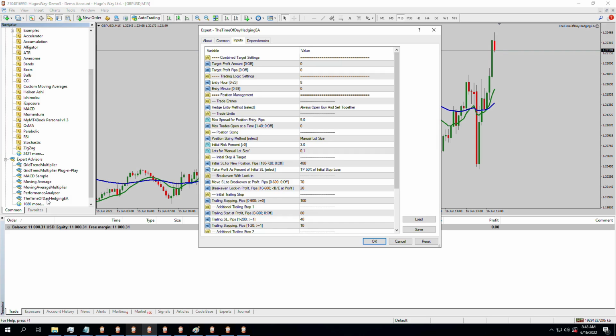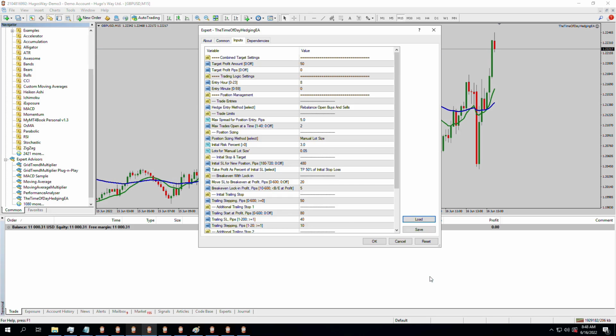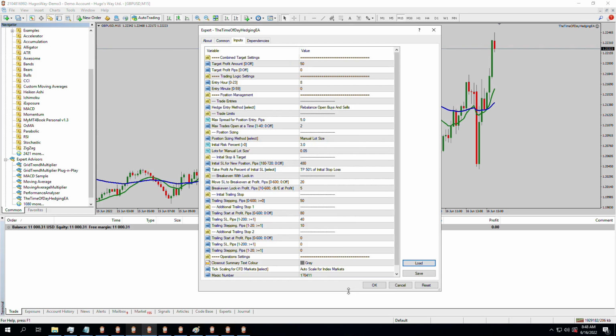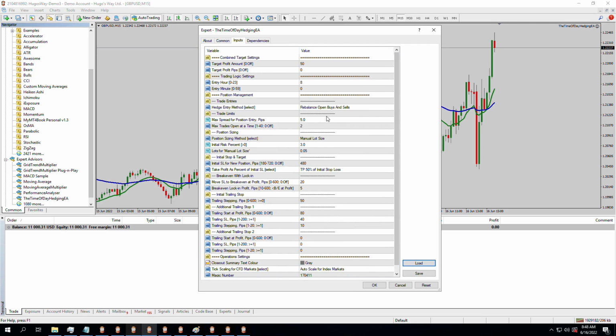So I'm going to double click and we're going to add this to the chart. Now what I'm going to do is load a previous set file, some settings that I spent a little bit of time with. I'm going to click open and then we'll go through the settings real quick here. We could talk about this all day. This kind of gives you an introduction. You can pretty much see all of the settings on the screen here. There's quite a few, a couple dozen at least. So let's run down and I'll tell you what I've told this robot to do.